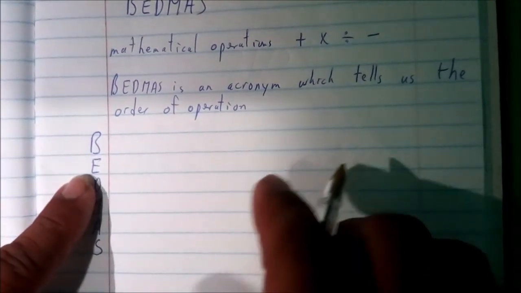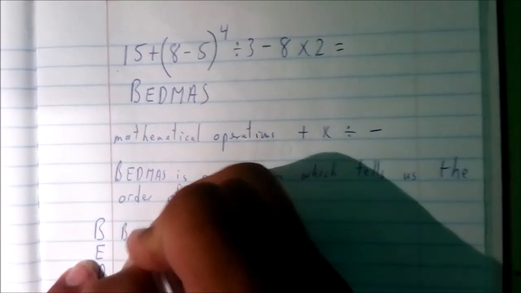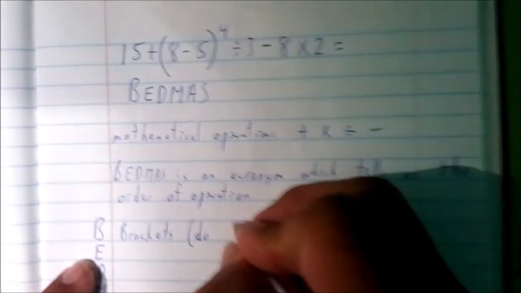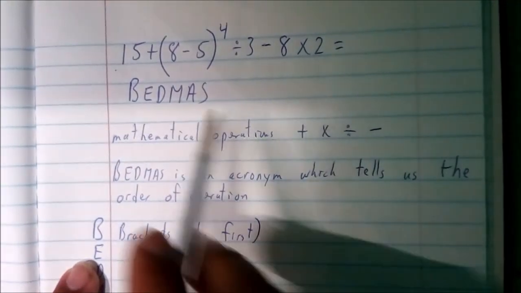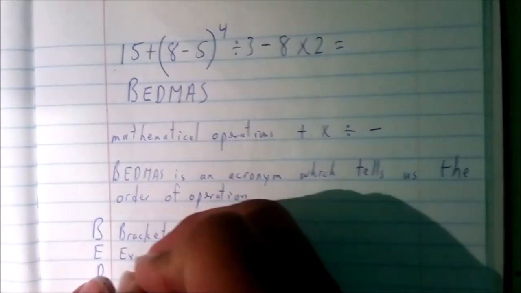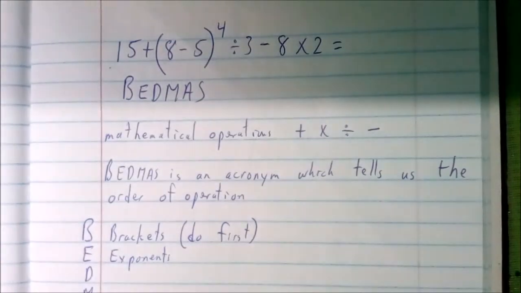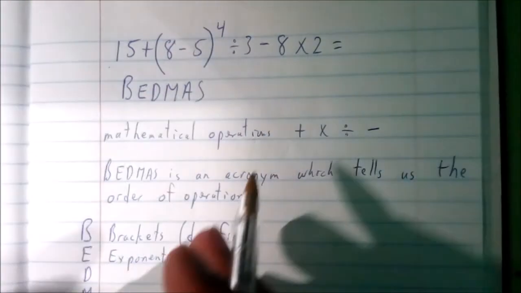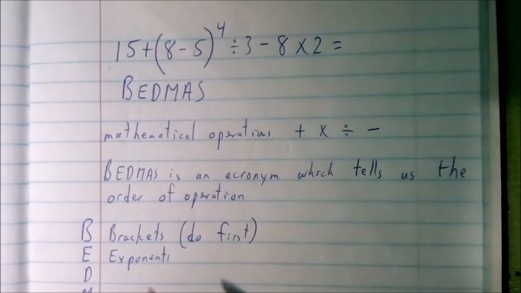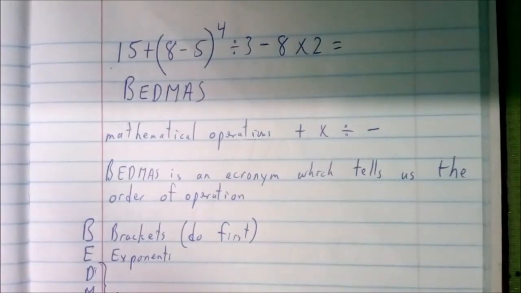The B stands for brackets. Remember our problem here. So, brackets. Brackets will be done first. Anything that is within brackets, you will work out first of all. And then E stands for exponents. What's an exponent? This is a power on a number or on a bracket. This piece here is the exponent, okay? So that comes next. Then we have multiplication and division come together, okay? And then we have addition and subtraction.